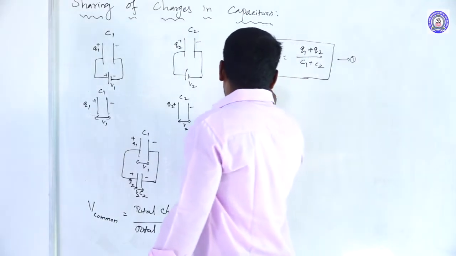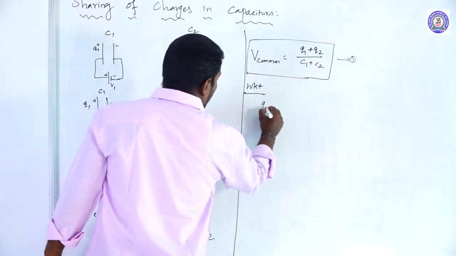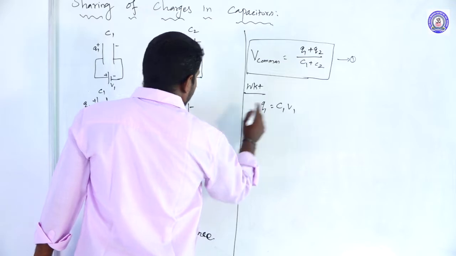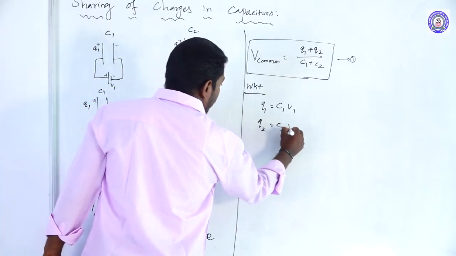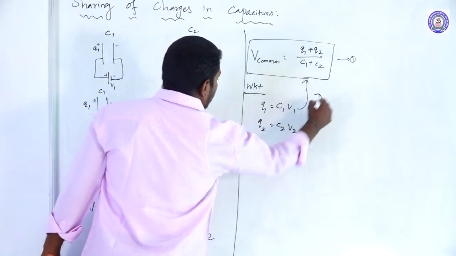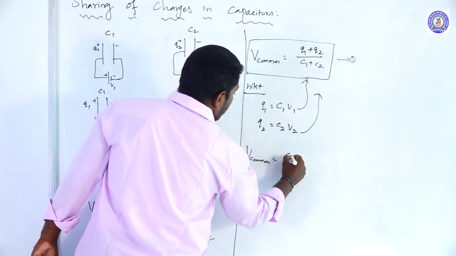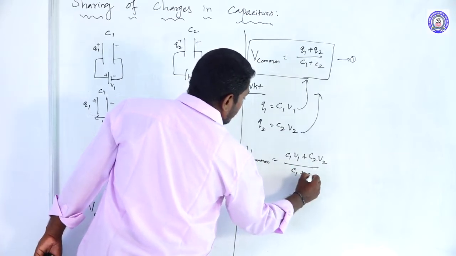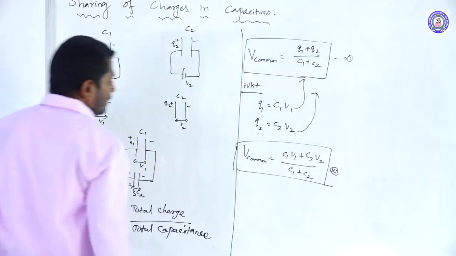Already we know that the charge on the first capacitor Q1 is equal to C1 into V1, and the charge on the second capacitor Q2 is equal to C2 into V2. Substituting in this equation, the common potential is equal to C1V1 plus C2V2 divided by C1 plus C2. It is another important expression for the common potential in this combination.